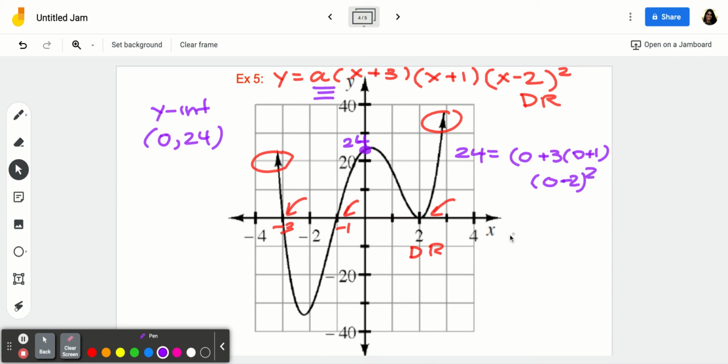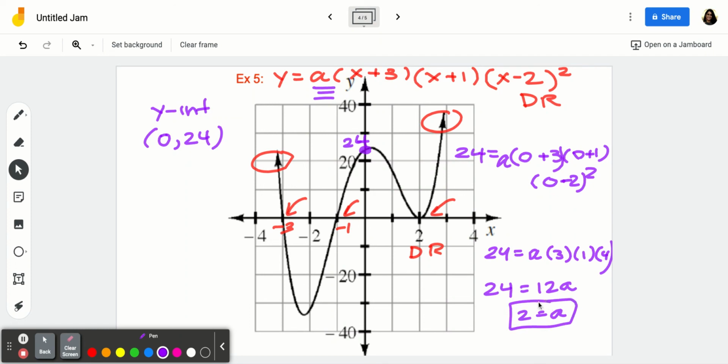Okay, let's simplify this, and there's an A in front. I forgot the letter A. Okay, so let's simplify this. 24 equals A. 0 plus 3 is 3. 1 plus 0 is 1. -2 squared is +4. 3 times 4 is 12. So 24 equals 12A. Divide both sides by 12, and A equals +2.